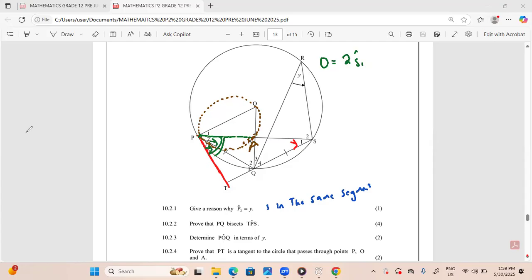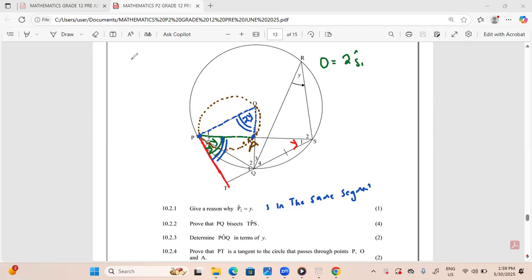So in this case, I'm seeing PA as my chord. So I have to look at the angle which is in the other segment. So I draw a line from P to O, draw a line from A to O. And I know that this angle is 2Y. So it makes sense that the line PT is a tangent, because think about it. The angle between the tangent and the chord is equal to the angle in the other segment. So because these two angles are equal, we say PT is tangent.